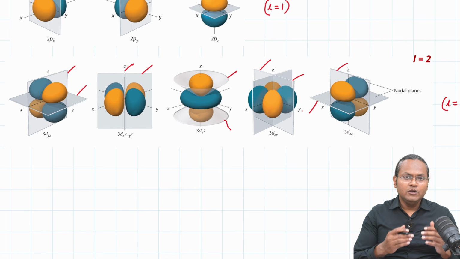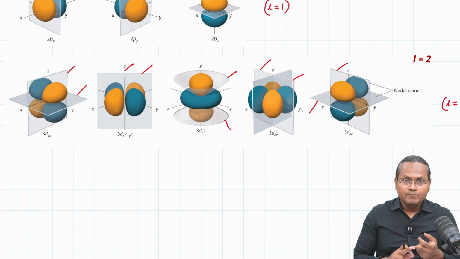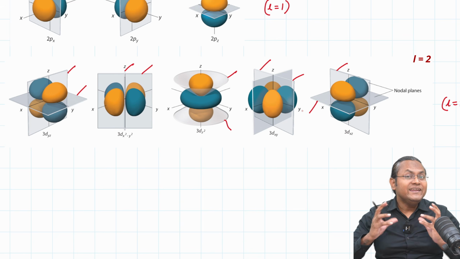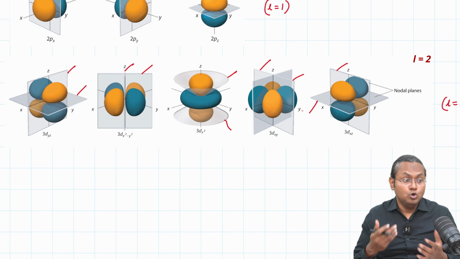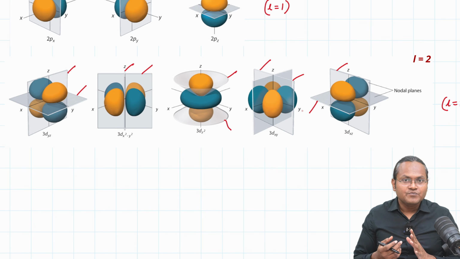So as we go higher up in the value of L, we are going higher up in the orbital angular momentum, and we are also going higher up in the winding of the standing waves on the unit surface, the angular standing waves of the unit surface. Thereby, we end up getting more and more nodal planes. 2 nodal planes here for L is equal to 2, right?